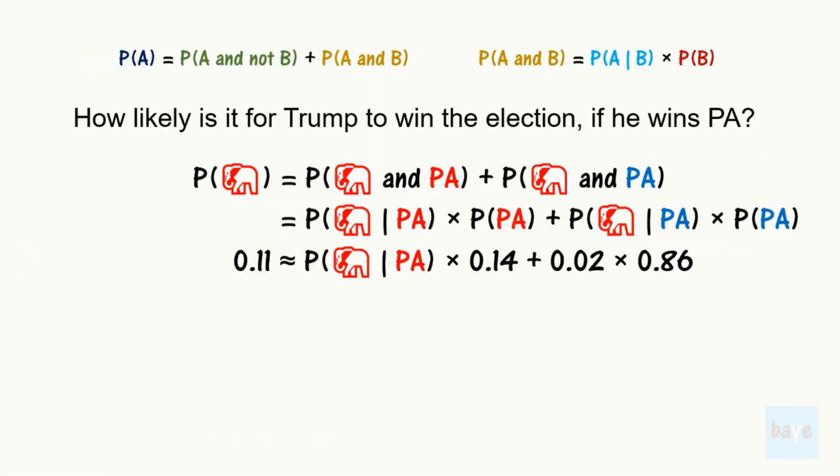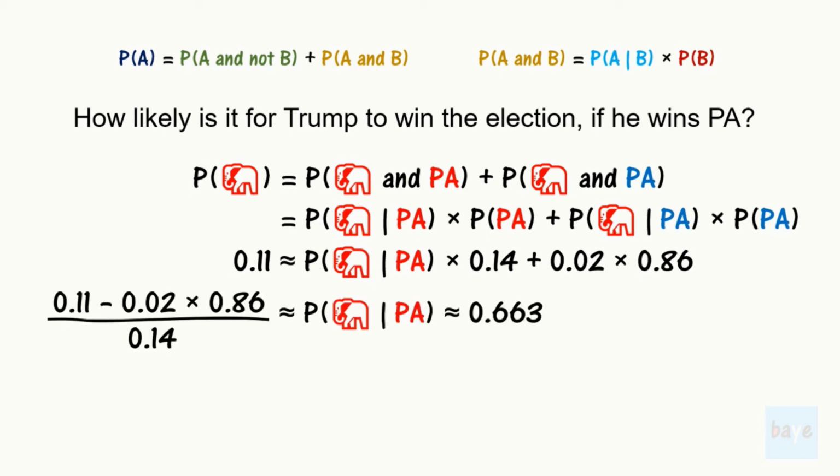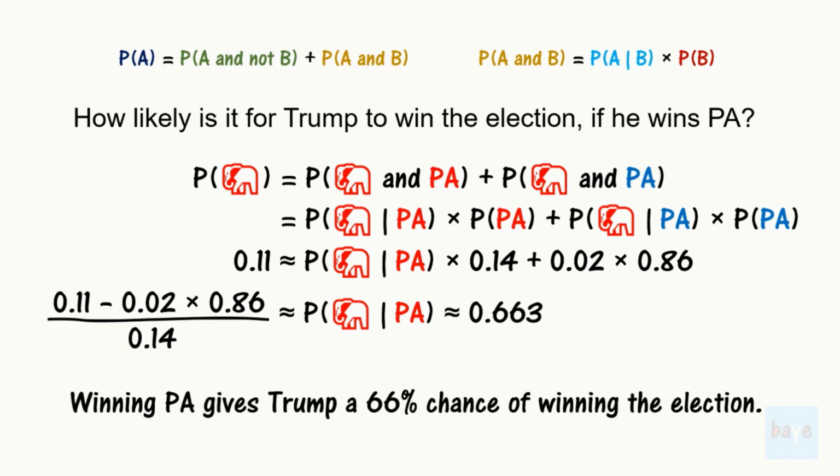Having all the numbers, we can now solve for our unknown. And we see that this is around 0.663. It's actually pretty close to the answer we have of 67%, but this is 66% chance of winning the election.